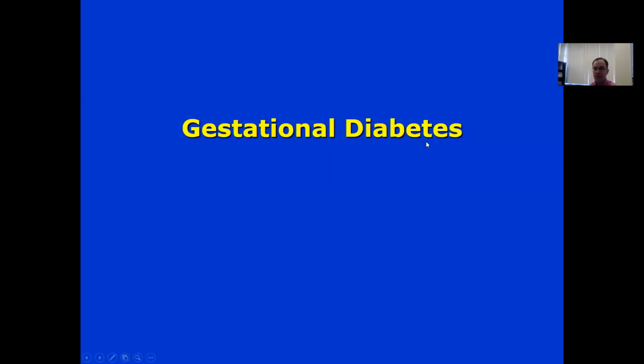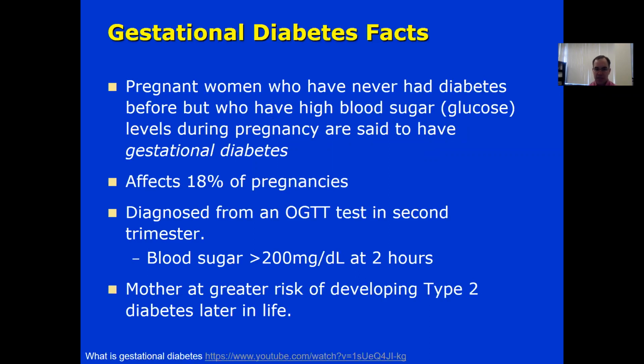All right, so the final section of this lesson 4 is to deal with gestational diabetes. Gestational diabetes is when pregnant women who have never had diabetes before now have high blood sugar levels during pregnancy. Usually this affects about 18% of those that are pregnant, and it can be diagnosed using the oral glucose tolerance test that we spoke about earlier on in lesson number 4.